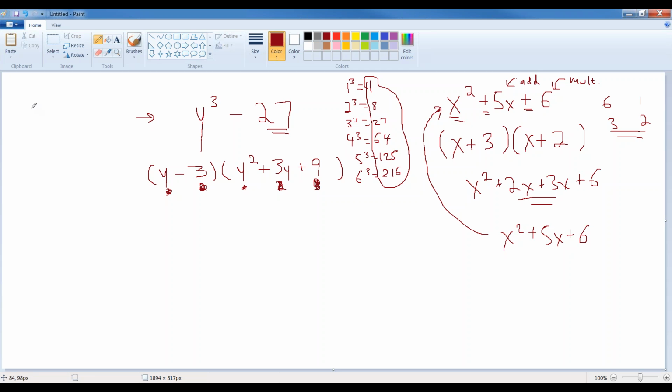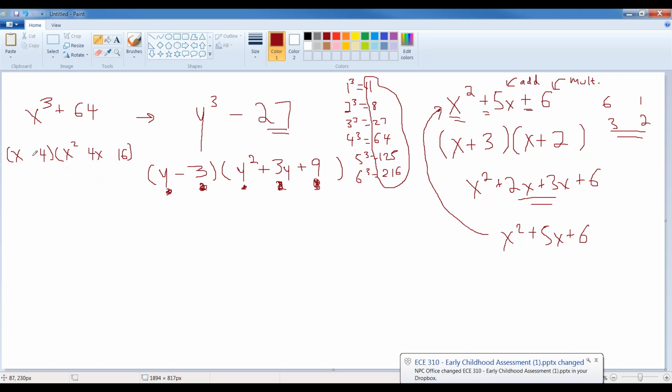If this were a positive, by the way, let's take another similar problem: x to the third power plus 64. The answer would be essentially the same. You'd have x over here and x squared over here. The number over here would be 4, because the third root of 64 is 4. The middle term would be 4x, and the last term would be 16, which is just 4 times 4. Instead of the signs being minus plus plus, they would be plus minus plus. There we go.